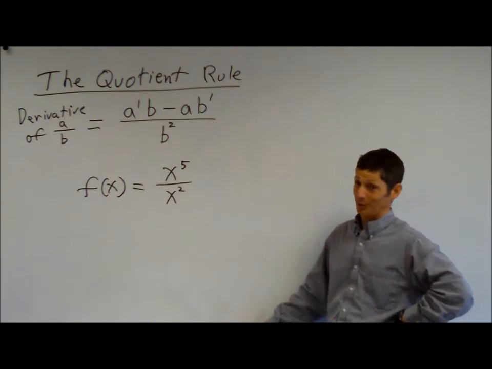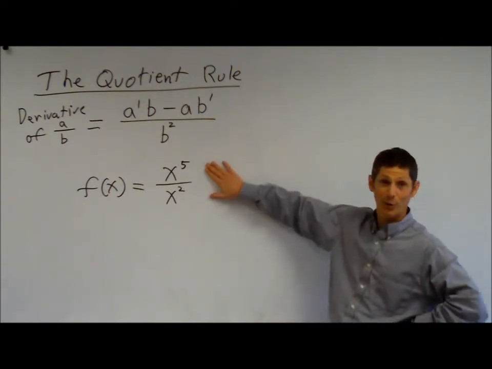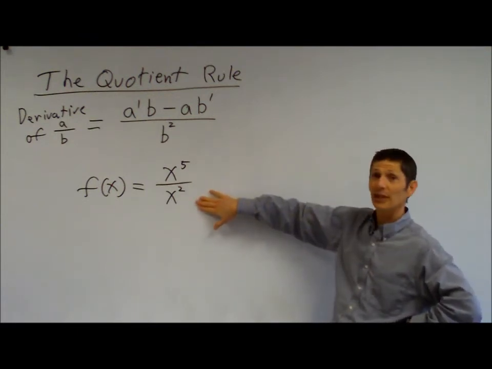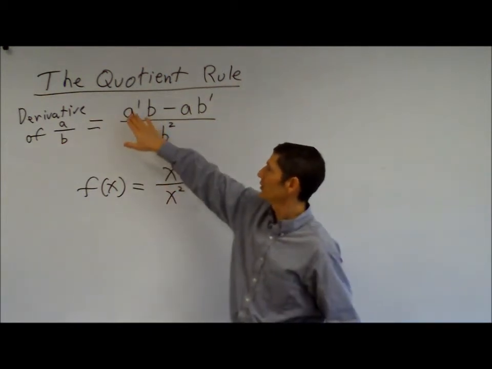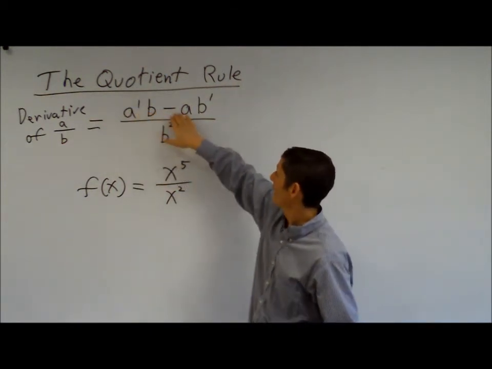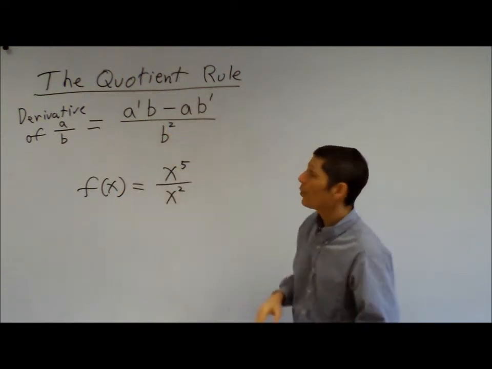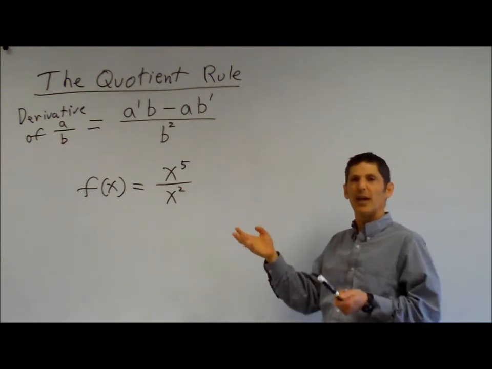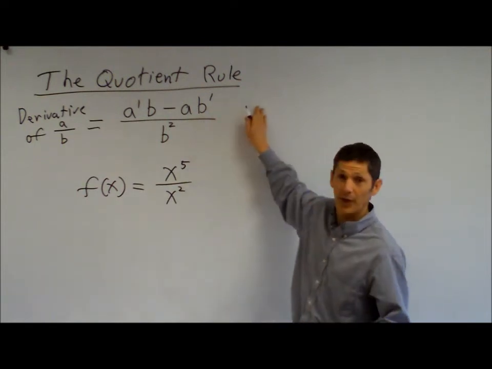You've seen the product rule, and I bet you're wondering how you take the derivative of a quotient, something divided by something, right? And it's actually a fairly similar type of rule. The quotient rule is just A prime B minus AB prime over B squared. So I'm going to use the quotient rule to find the derivative of this function, and then I'm going to justify it by first simplifying it and then taking the derivative. So I'm just going to follow the rule.